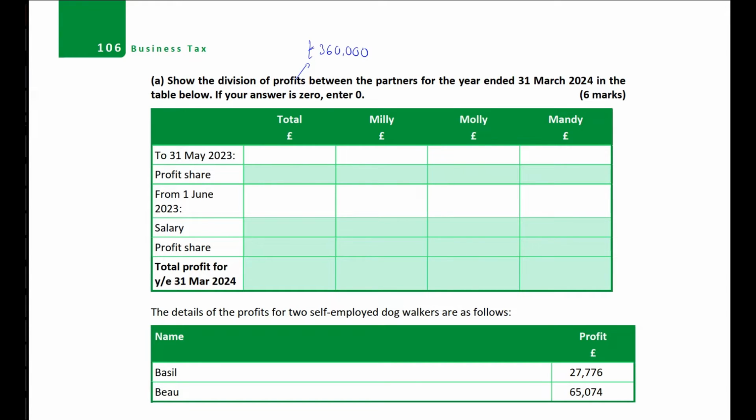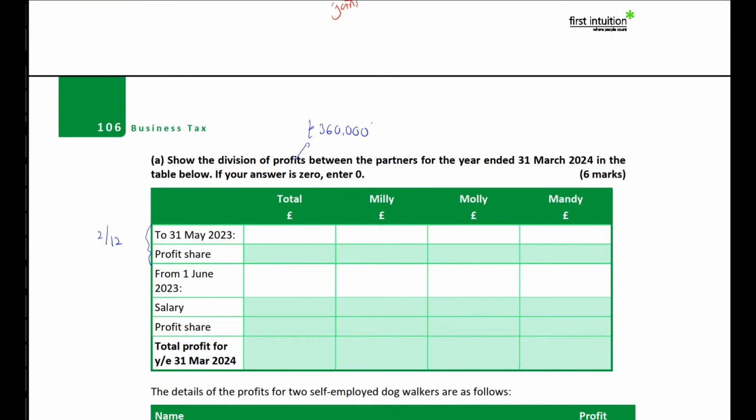Now, up to May of 2023, that was 2 months of the year. So the first thing I would be tempted to do is to take my £360,000 there and say, well, I've actually got two things going on here. I've got the old rules and I've got the new rules. And the old rules were only in effect for 2 months before we actually had the new partner join us. So let's just check what that's going to come to.